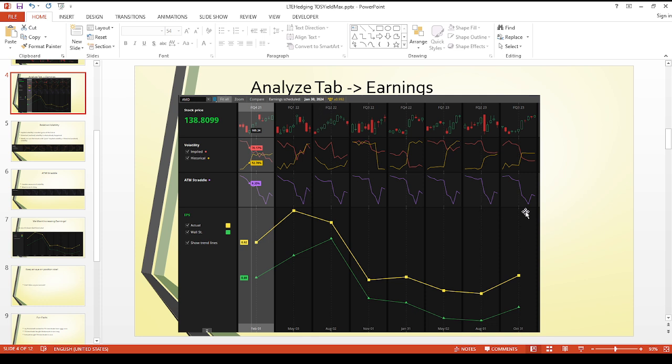So I would expect to see, over maybe the next week or two at the time of this recording, that the at-the-money straddle will rise up, and then also the implied volatility will head up above historical volatility.